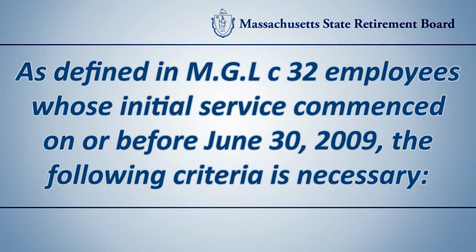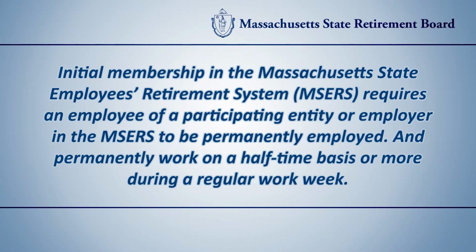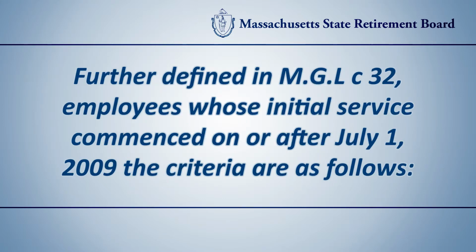As defined in Mass General Law, Chapter 32, for employees whose initial service commenced on or before June 30th, 2009, the following criteria is necessary. Initial membership in the Massachusetts State Employees Retirement System, MSERS, requires an employee of a participating entity or employer in the MSERS to be permanently employed and permanently work on a half-time basis or more during a regular work week. Further defined in Mass General Law, Chapter 32, for employees whose initial service commenced on or after July 1st, 2009, the criteria are as follows.